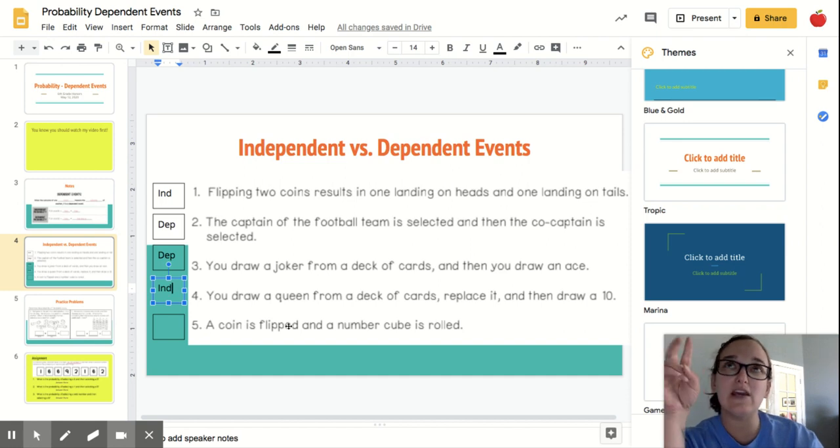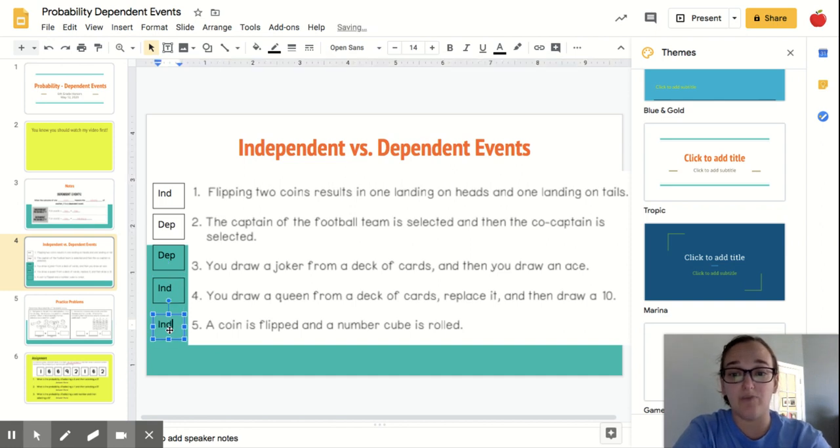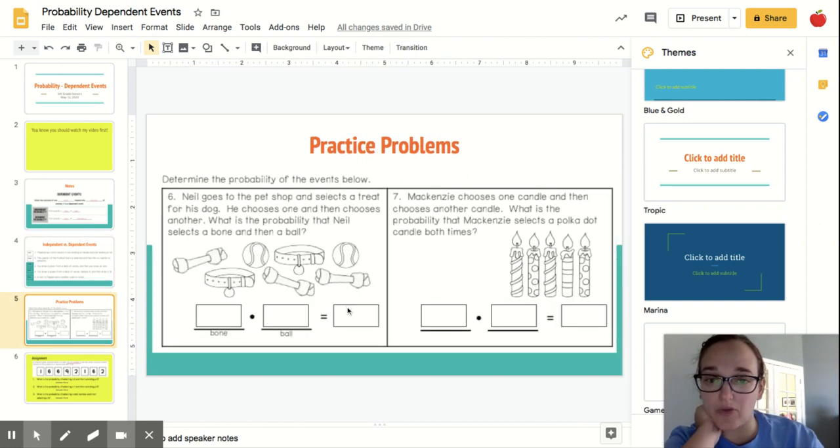So really, you just have to think about the second event and think about, does that affect the first thing? A coin is flipped and a number cube is rolled. I actually talked about that in my first video. Those are both independent. Flipping a coin and then rolling a dice, that dice does not impact my coin. Those are independent things, okay? So let's look at a couple examples.